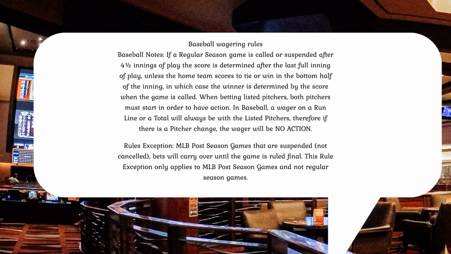Baseball wagering rules. Baseball notes: if a regular season game is called or suspended after 4.5 innings of play, the score is determined after the last full inning of play, unless the home team scores to tie or win in the bottom half of the inning, in which case the winner is determined by the score when the game is called. When betting listed pitchers, both pitchers must start in order to have action.